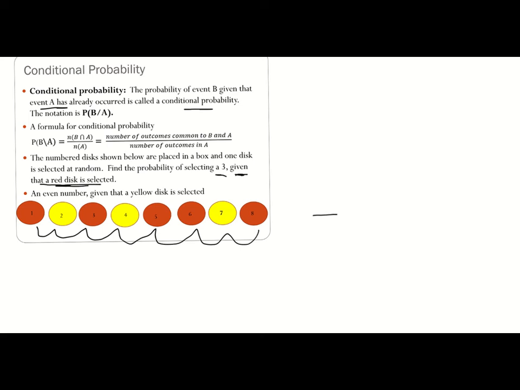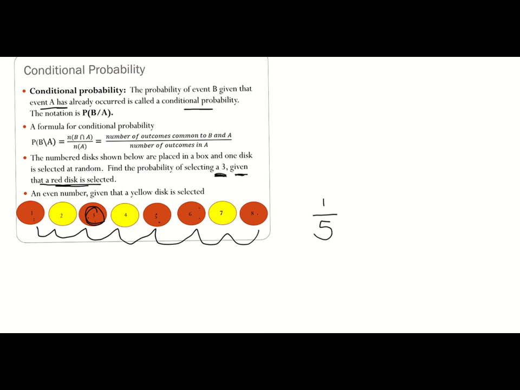So we reached into the bag and we pulled out a red disc. So I have to count the number of red discs. There's 1, 2, 3, 4, 5. 5 red discs. So that's going to be my A. Now we want to find the probability of selecting a 3. So if I look at my red discs, they're numbered and only one of them has a 3 on it. So it would be 1/5.